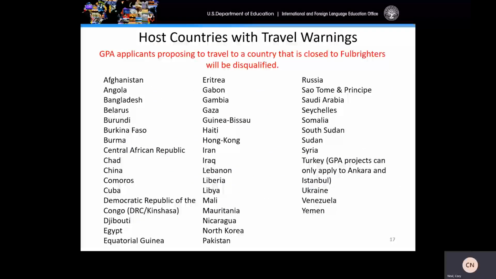We highly encourage every applicant to check the State Department's websites for alerts and warnings, as GPA applicants proposing travel to a country that is closed to Fulbrighters will be disqualified. The countries on this slide are the current countries that are closed to Fulbrighters, but if you're unsure about a specific country, please feel free to contact me at gpa@ed.gov. As a reminder, we have received several inquiries about Cuba and Egypt as possible destinations for a GPA project. However, these countries are currently closed to Fulbright-Hays Group Projects Abroad programs.